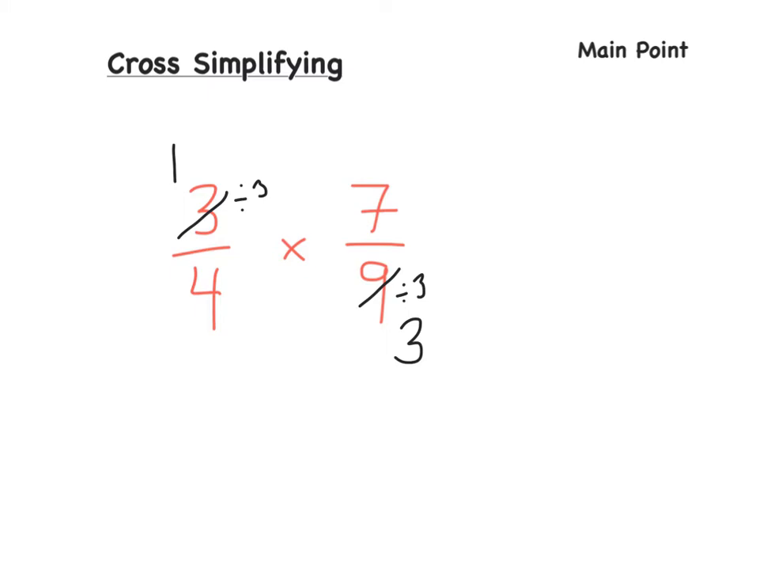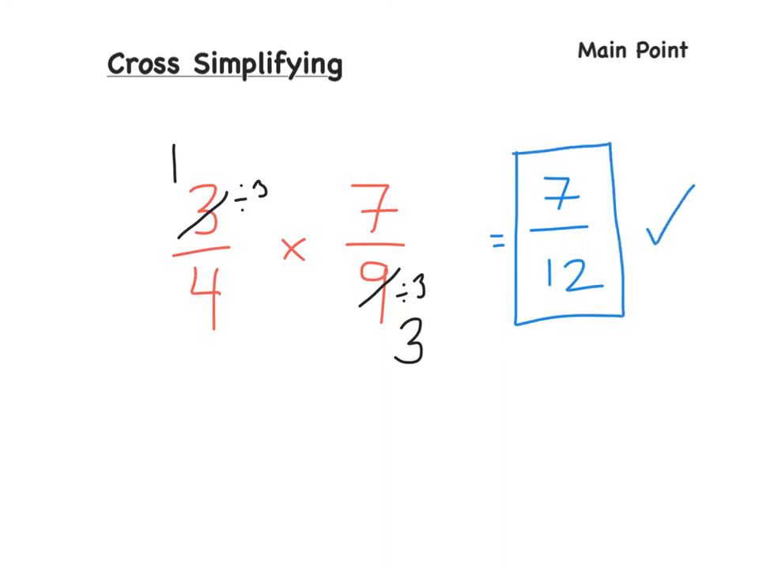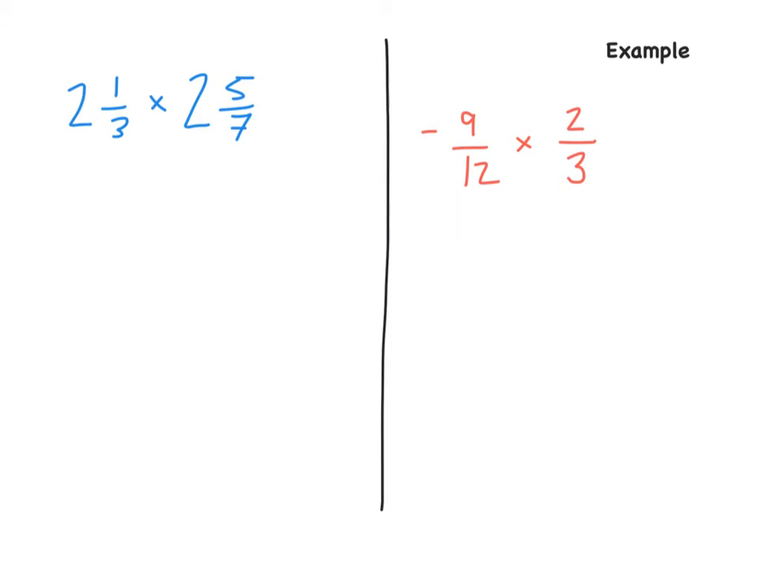So now when we multiply, we would multiply straight across. We would multiply the 1 times the 7 to equal 7. And then we would multiply the 4 times 3 to get 12. So 7/12 would be our final answer. This cross-simplifying is just one way to cut down on the simplifying at the end when you're multiplying the fractions. So I'm going to do the first one for you, and then you're going to pause the video on the second one.